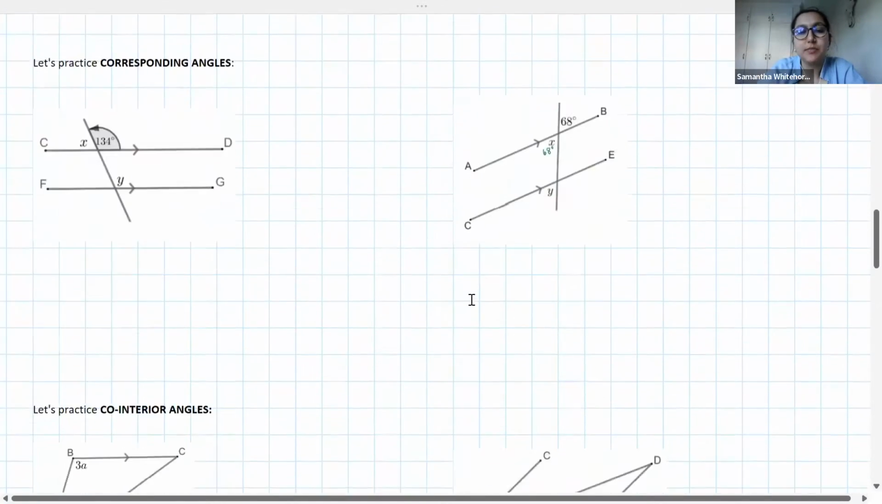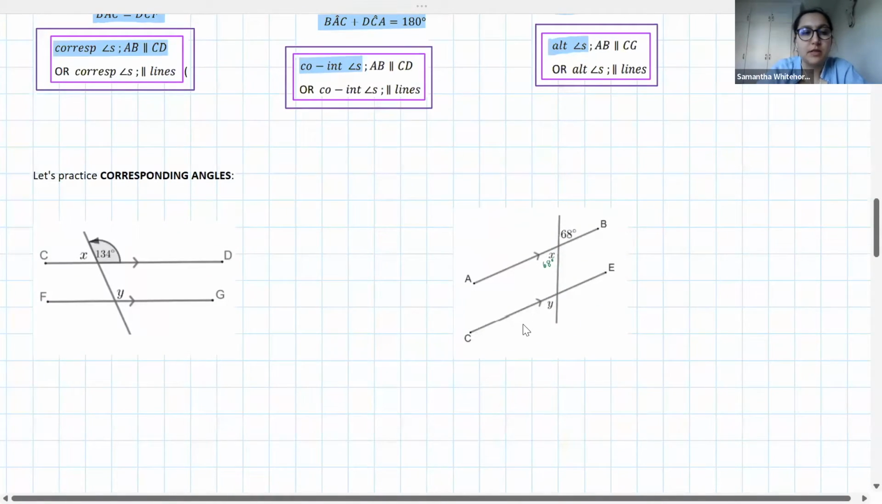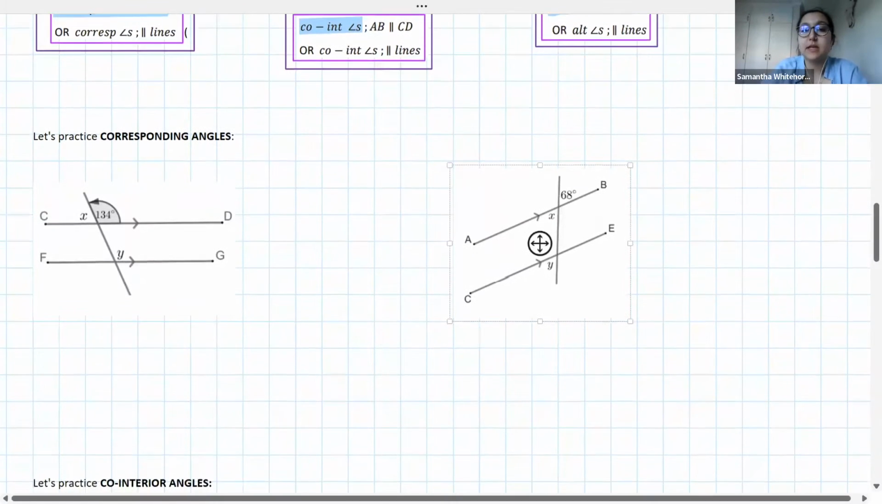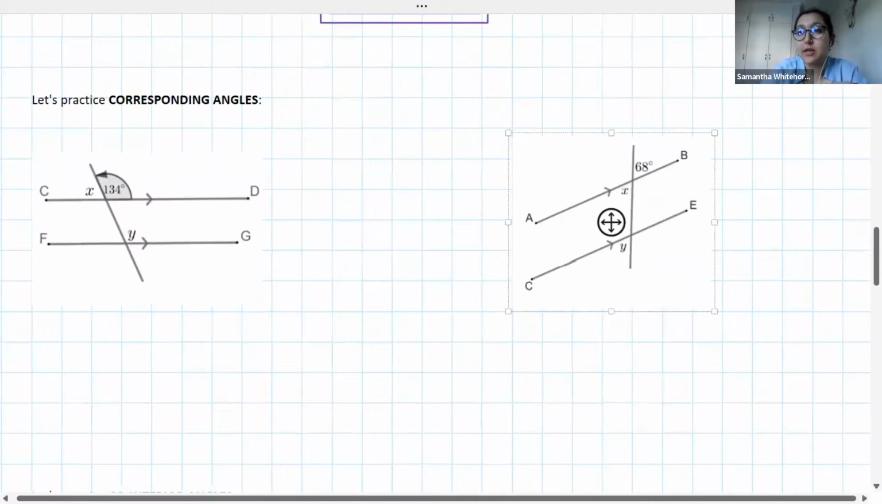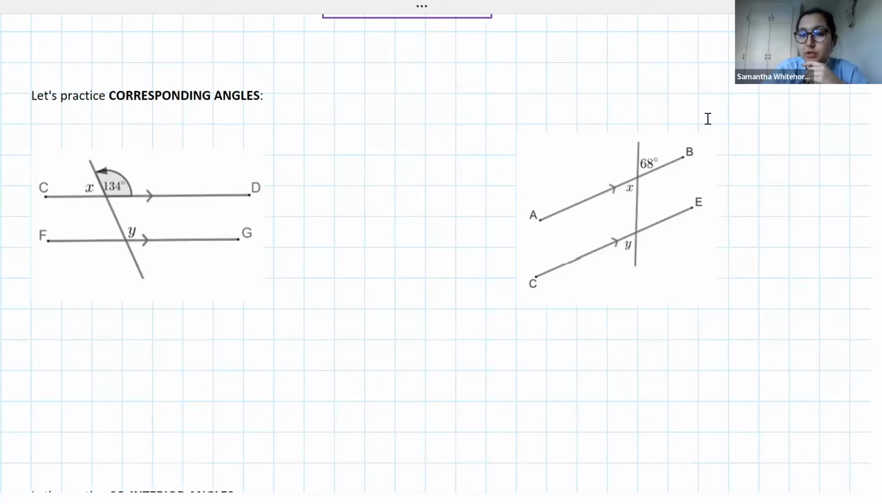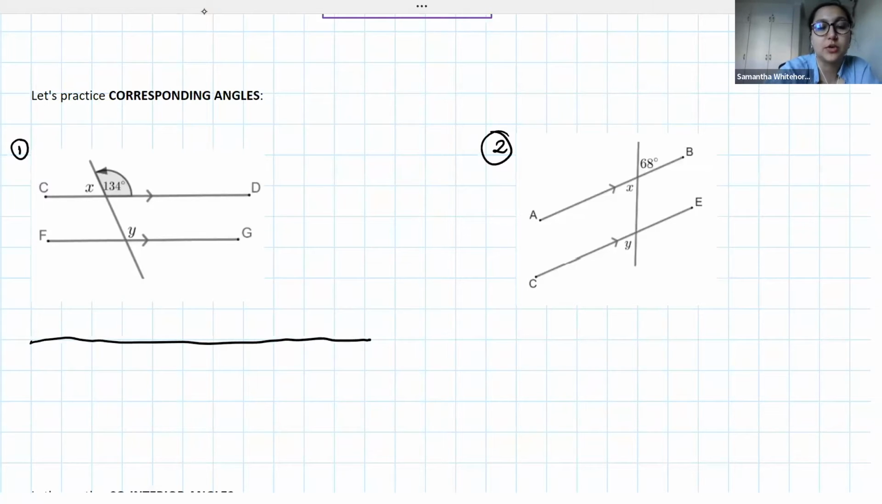Okay, so let's practice some corresponding angles. Again, this is not necessarily anything new, but we are practicing what we have learned so far. All right, guys, so we've got 2 questions here. Question 1, question 2. We'll do question 1 together, and then I'm going to ask that you try question 2 by yourselves. But let's start with question 1.